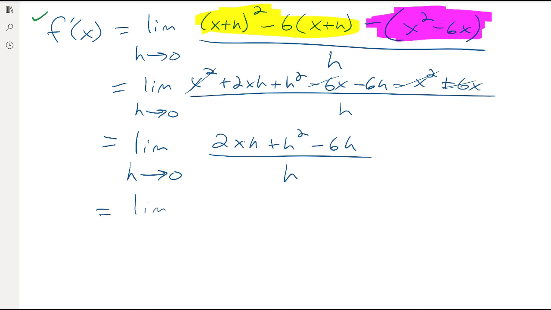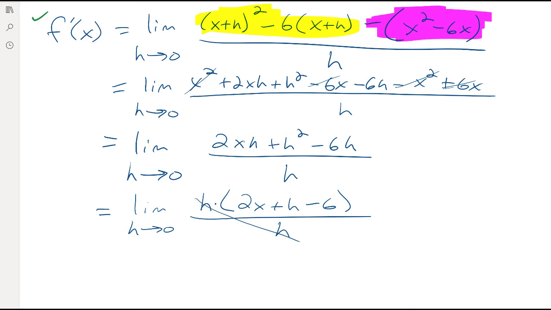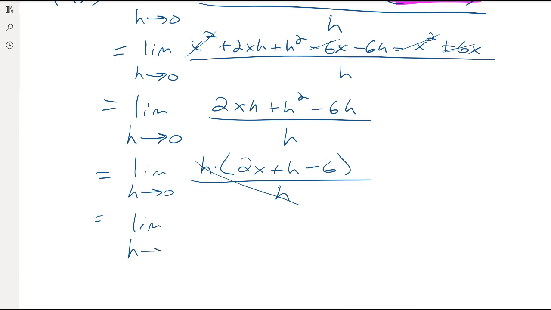So we have the limit as h approaches 0. I'm factoring out an h, which leaves me with 2x plus h minus 6, all over h. Okay? And because my h in the numerator is a factor, meaning it's multiplying, it's not just adding and subtracting, I can cancel it out with the h in the denominator, and we're left with the limit as h approaches 0, goodness gracious, of 2x plus h minus 6.